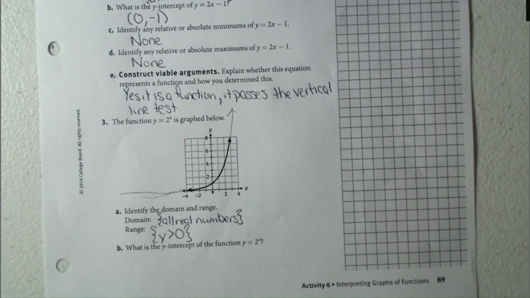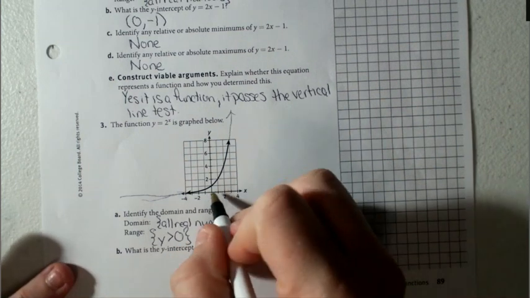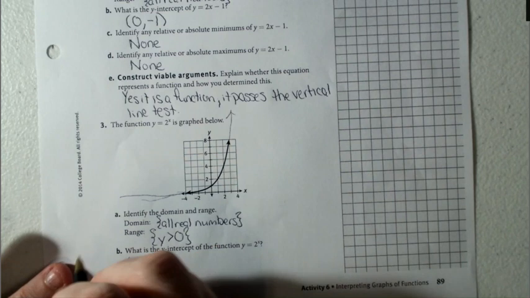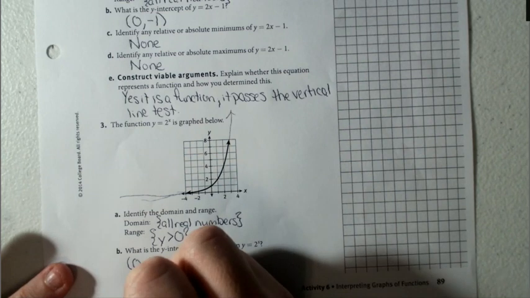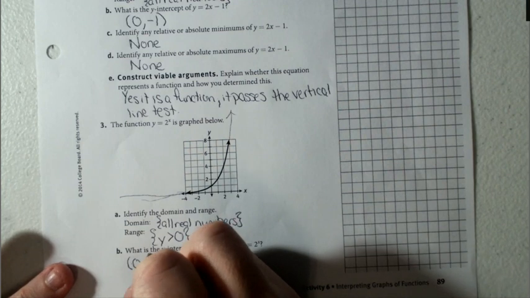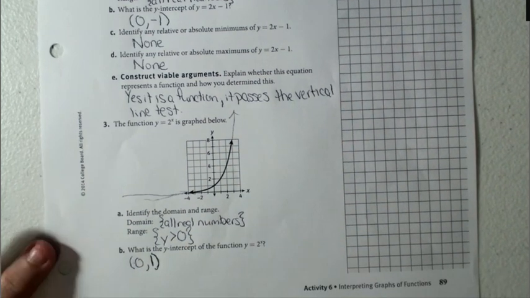It says, what is the y-intercept of this function? Remember, y-intercept is where does it cross the y-axis? That looks to be at (0, 1). I'm second guessing myself here.